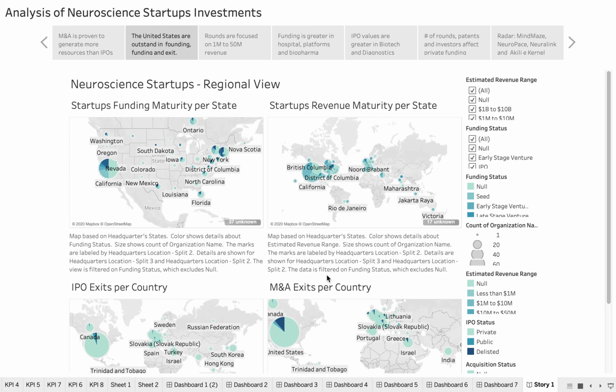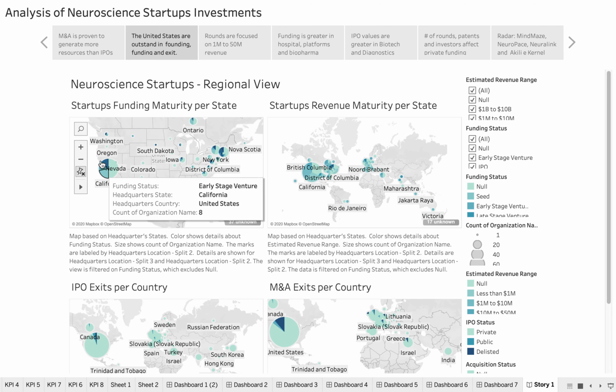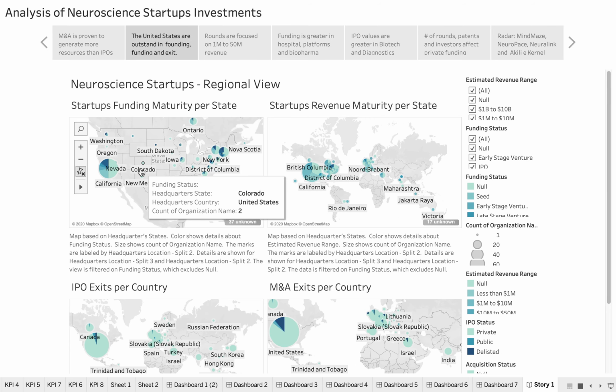The second page of the dashboard is also focused on geolocation, but it brings an overview of funding maturity and revenue maturity. Tableau allows us to create maps with many dimensions, so we decided to use the geolocation, of course, but also the size of the dot represents the number of startups, and the color of the pie slices represents the maturity of the funding. So if it's a seed capital, an early stage, late stage venture, or private equity, M&A, and IPO. And the same works for the revenue analysis.